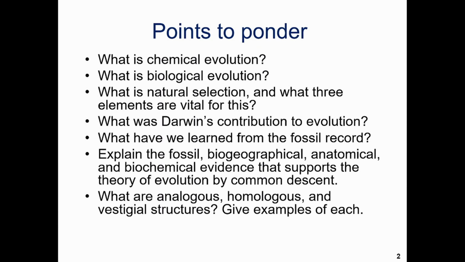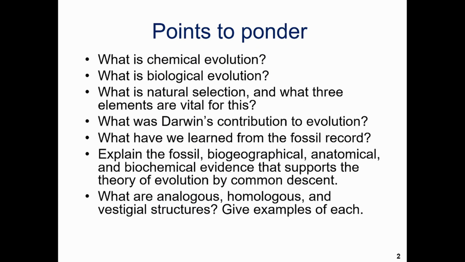We're going to define what chemical evolution is, what biological evolution is, what natural selection is and the 3 elements that are required for natural selection, what Darwin's contribution with evolution was, and then what we have learned from the fossil record. And then we're going to dive into some of the evidence we have in favor of evolution, including fossil, biogeographical, anatomical, and biochemical evidence that supports evolution by common descent.